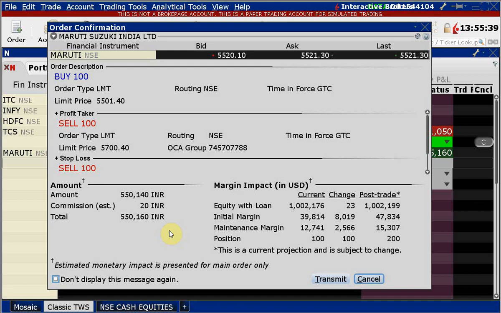So the point I'm trying to make here is that when you're projecting the brokerage as a function of the size of the position, it won't be a very simple formula because most brokers will have volume discounts. So you'll have to program that into your spreadsheet, right? Okay, so you can get an estimate of your commission, and then you just transmit.